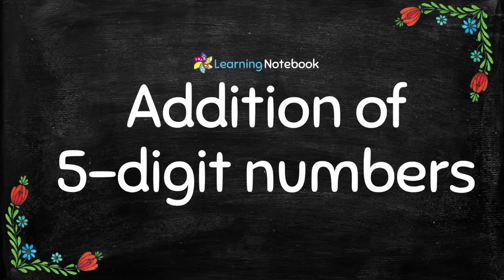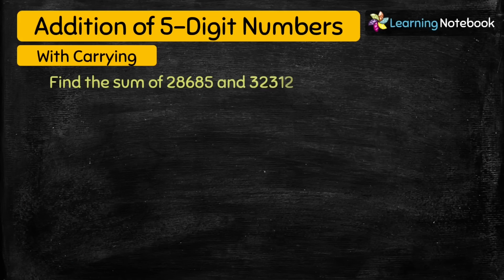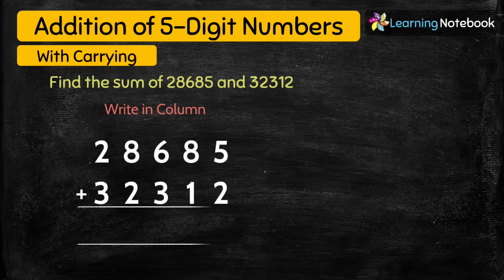Now we will do addition of 5-digit numbers. Question is, find the sum of 28685 and 32312. So let's first write these numbers in column. And now start adding them from ones place.